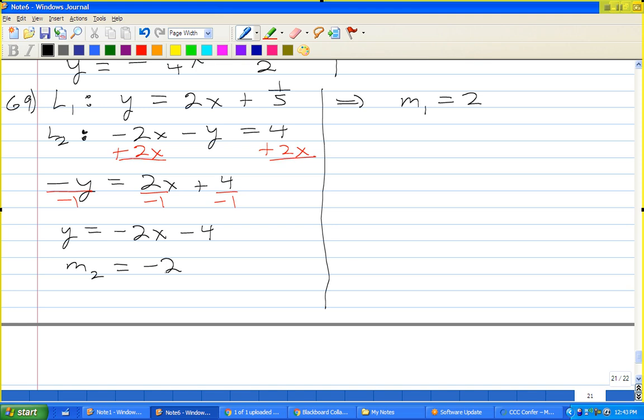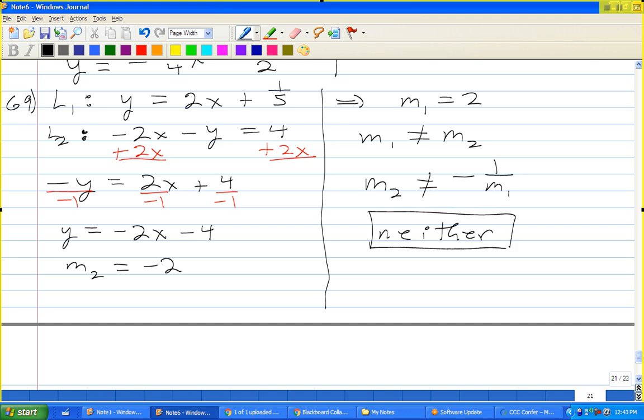But these two slopes are not the same. 2 is not equal to negative 2, and neither is negative 2 the negative reciprocal of 2. So these two lines are neither parallel nor are they perpendicular.